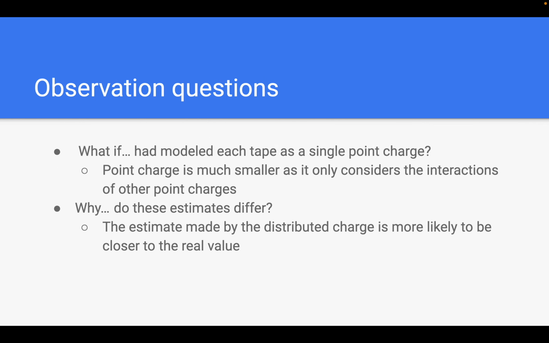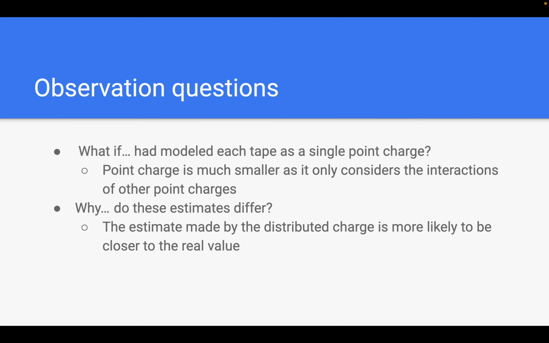And some observational questions that we're going to have is, what if we had modeled each tape as a single point charge? Well, in this case, the force is much smaller since it only considers the interaction of a point charge with another point charge. And then the distributed charge model considers the interaction of every small distributed point charge in one rod to every small distributed charge in the other rod, which sums up all the interactions to find F net, which is larger as it considers all of the interactions together.